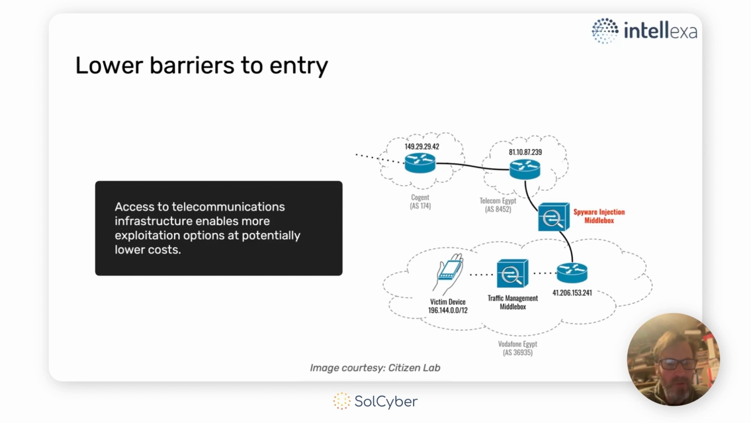It gave them a lot lower exploitation costs because the spyware injection middle box was actually inside the telco, inside a trusted network. So, this meant that they had a much higher success rate of infection.